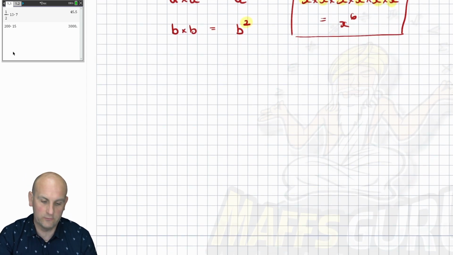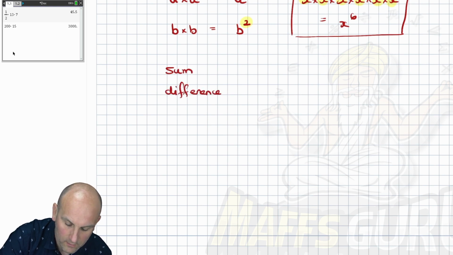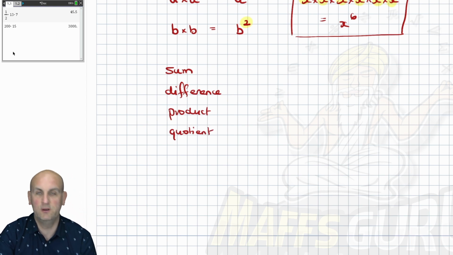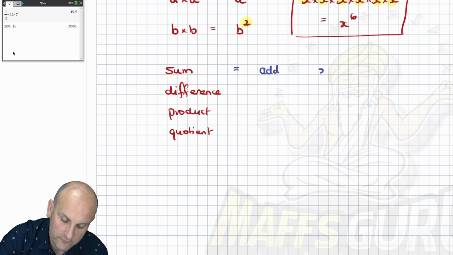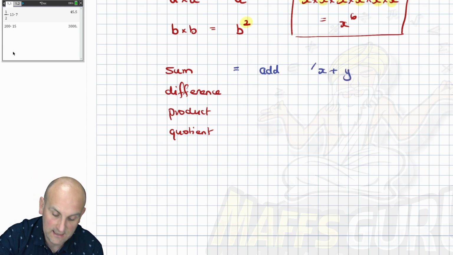The last words I'm going to talk about now are sum, difference, product, and quotient. These words are all really, really important. They're used all the time. So when you sum things together, you're actually adding them together. So if I wanted to do X plus Y, that is the sum of X and Y, right?